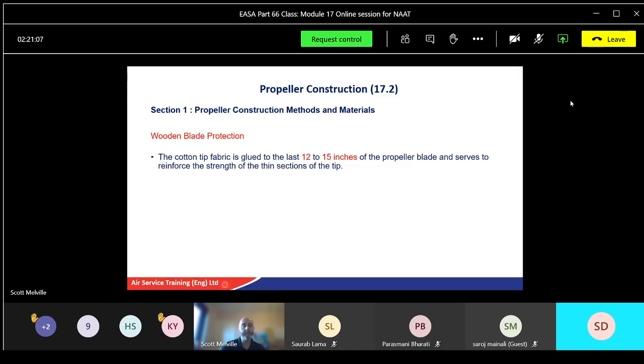Now, the cotton tip fabric that is used is glued to at least 12 to 15 inches of the propeller blade and it helps to reinforce and strengthen the thin section of the tip. So as the propeller gets thinner towards the tip, this fabric on there just helps to reinforce it. By having a smaller tip angle and a smaller chord, it reduces weight, reduces stress, but by reducing stress, we can unfortunately make it weaker. So by putting this fabric around it, that can help strengthen it at the same time.